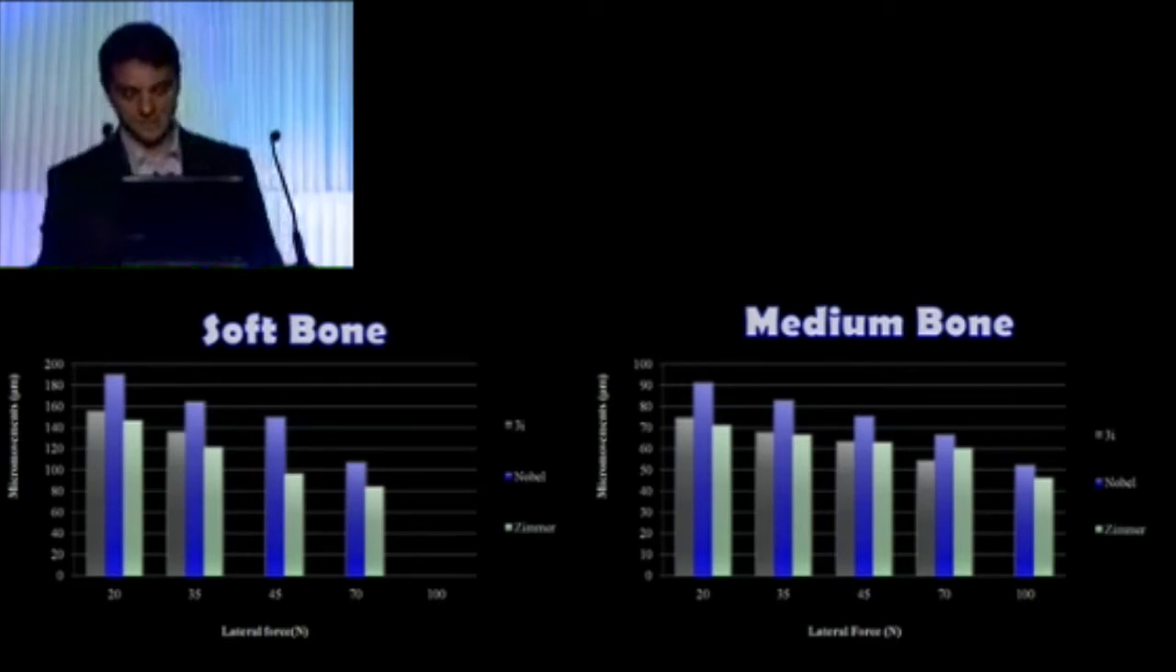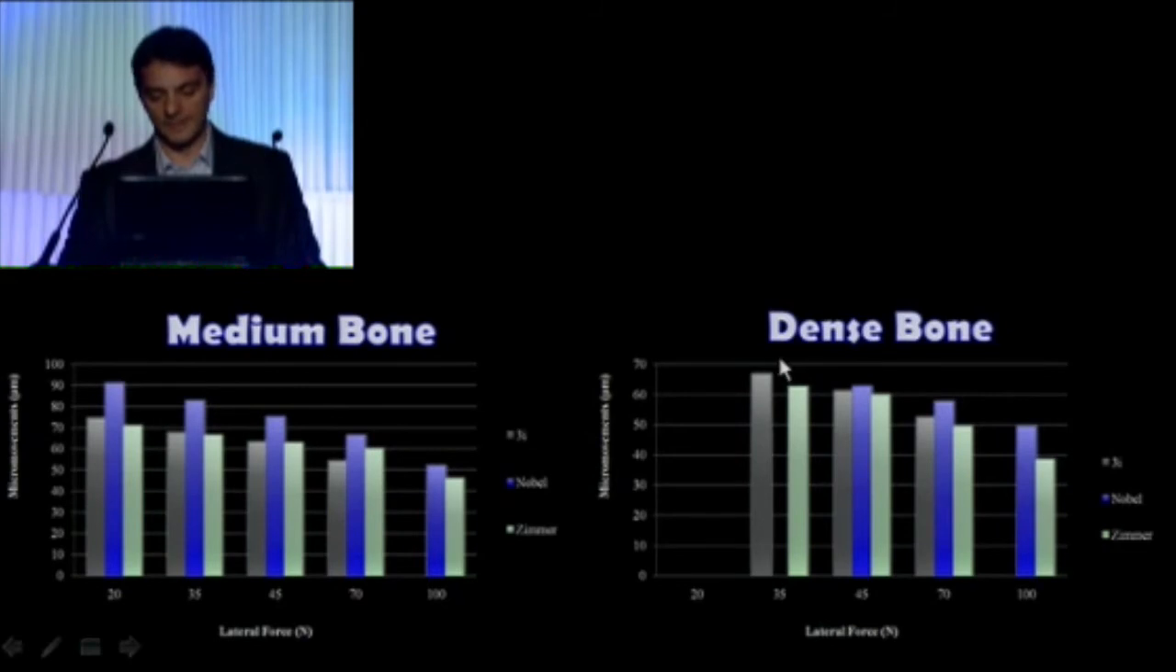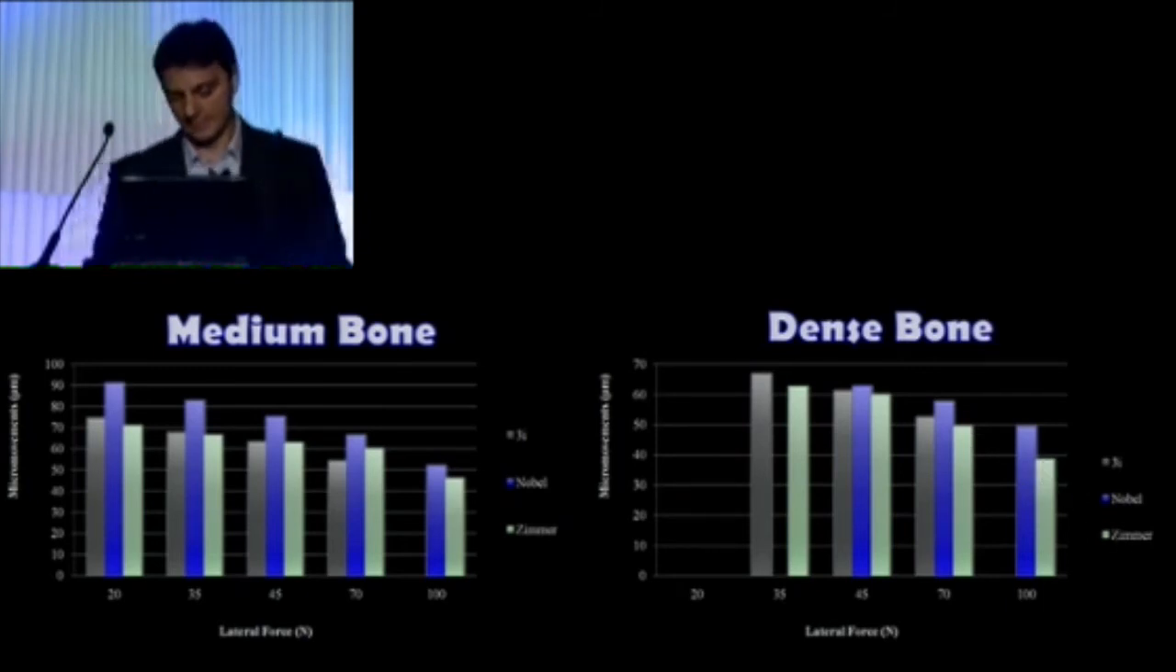external hex connection. And in dense bone, we had a lot of problems placing implants at 20 Newton, because the bone was very dense, fully cortical bone, fully compact bone. And we were able to put 3i and Zimmer at 35. We were not able to put a Noble Active at 35. And again, the Zimmer thread design was still the best in this experiment.